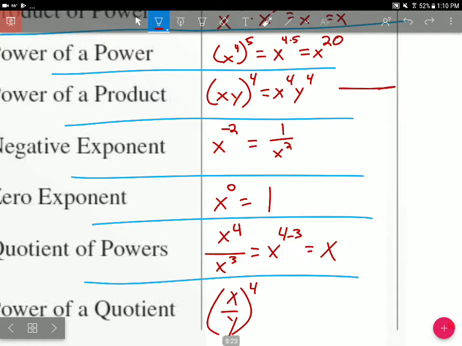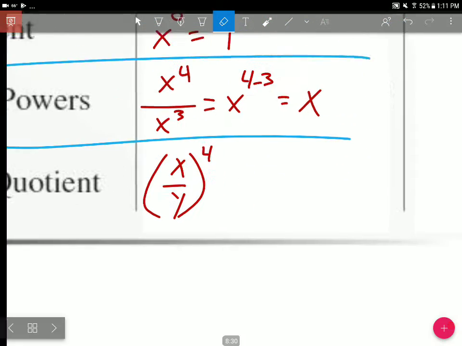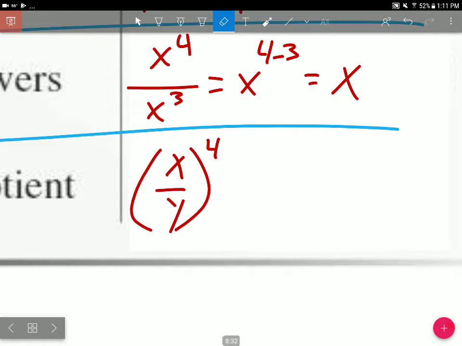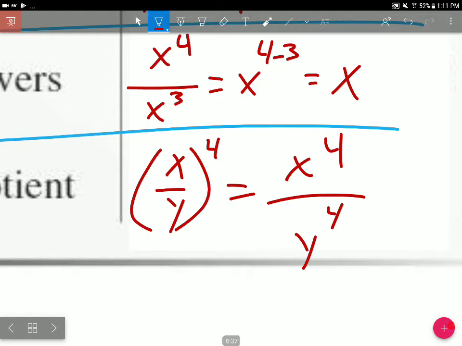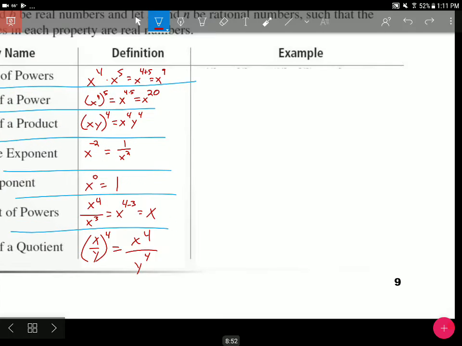Power of a product. Remember this one right here? I could distribute that to both the x and the y. Well, just because they're in a fraction doesn't mean I can't do the same thing. That's still x to the 4th over y to the 4th. Cool? So you multiply 1 times 4. This is x to the 1, so 1 times 4 will give me 4. Y to the 1. And just to give you a brief example, let's say I had x squared y cubed over z to the 4th.